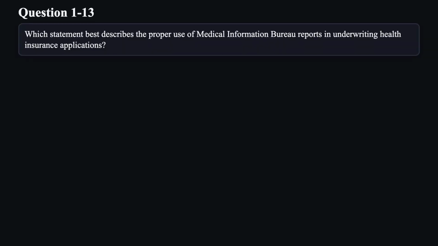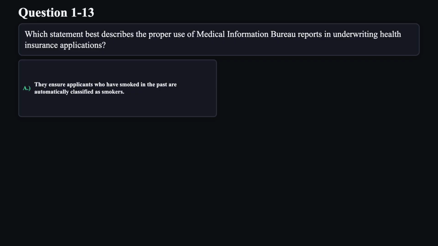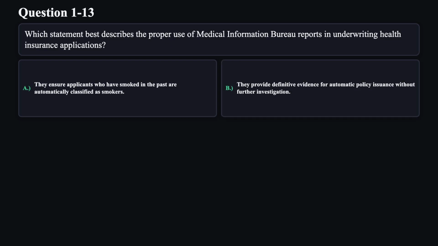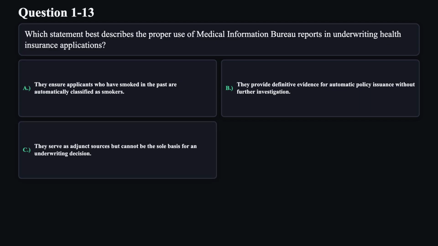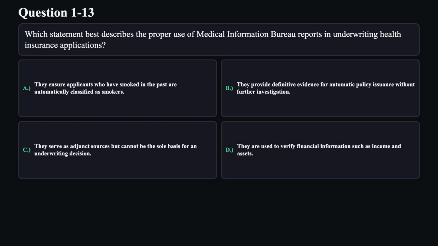Question 13. Which statement best describes the proper use of Medical Information Bureau reports in underwriting health insurance applications? A. They ensure applicants who have smoked in the past are automatically classified as smokers. B. They provide definitive evidence for automatic policy issuance without further investigation. C. They serve as adjunct sources but cannot be the sole basis for an underwriting decision. D. They are used to verify financial information such as income and assets.